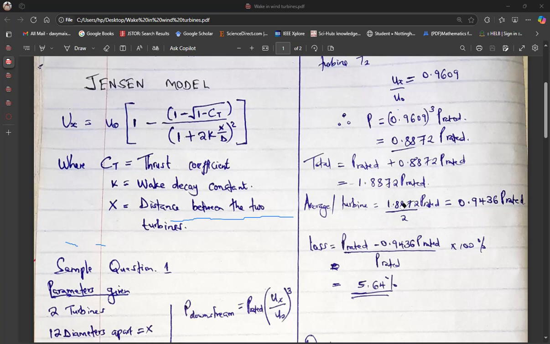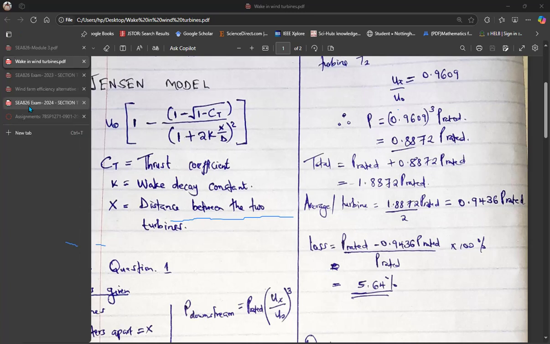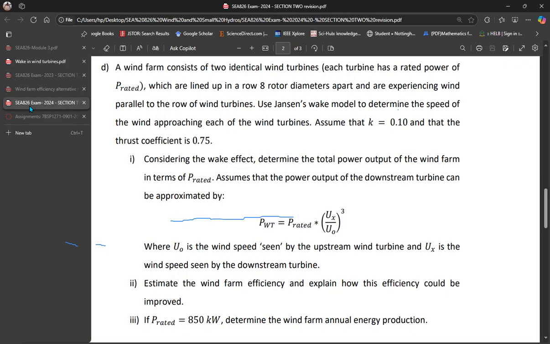And now, still on that, there's a question here. Maybe we should do it. Okay, this is just for you to go through. It is in a past paper.